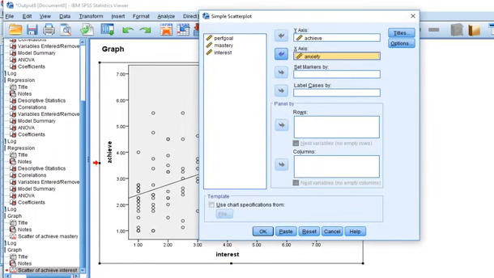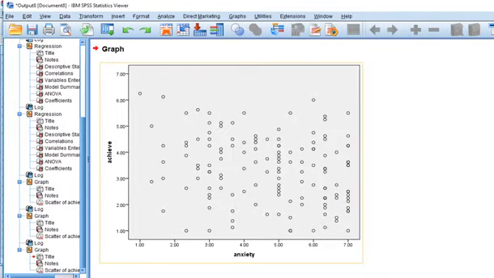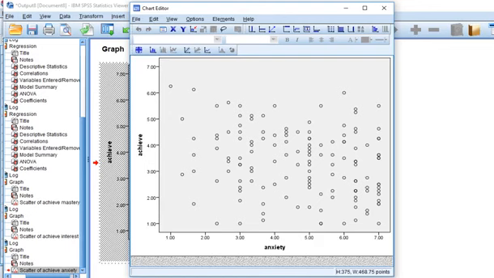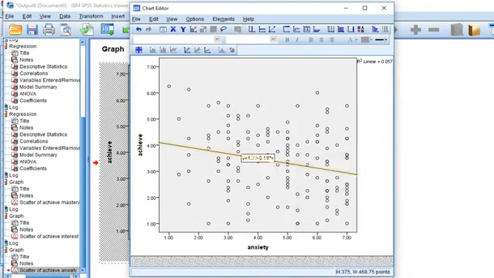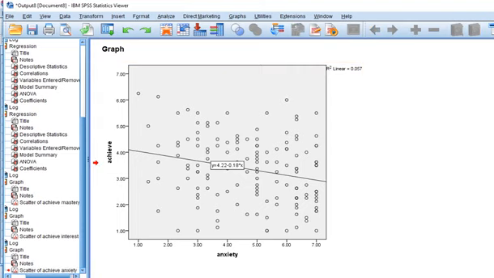Now we're going to go to anxiety and add that and take a look at it. When we double click on this and click Add Fit Line at Total, this is the model that we generated in the last regression. You can see right here the fit line going in a negative direction. So basically, as scores increase on anxiety, we have lower scores on achieve. If we have lower scores on anxiety, then we have essentially higher scores on achieve. So that's a negative relationship.